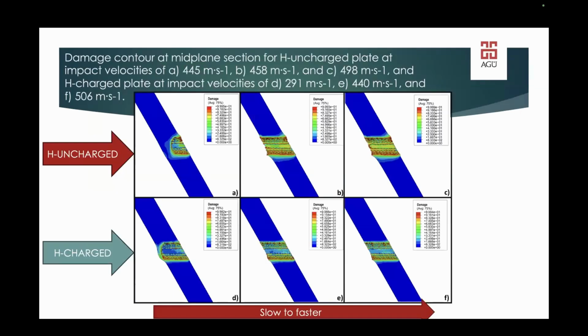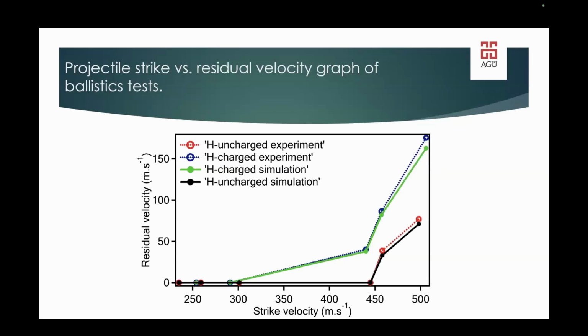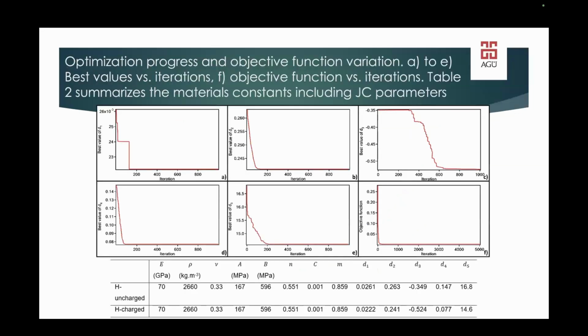And yeah, we did some FEM analysis to capture the residual velocity graph that I just shared with you. From slower to faster, we performed the FEM for both hydrogen charged and uncharged specimens. And we got this residual velocity versus strike velocity graph with hydrogen charged and hydrogen uncharged specimens. The damage parameters were challenging for hydrogen charged specimens.